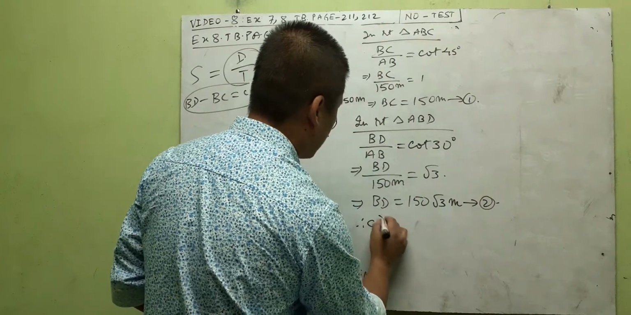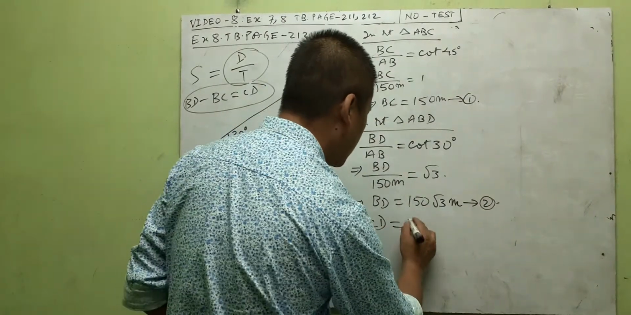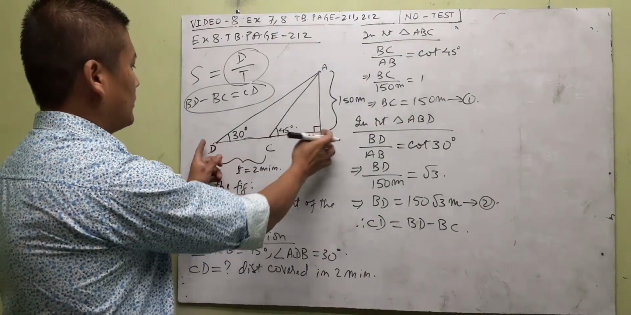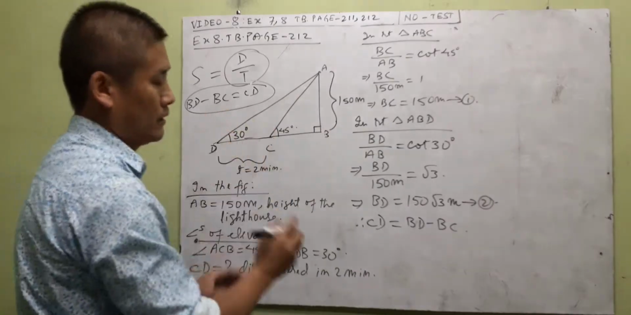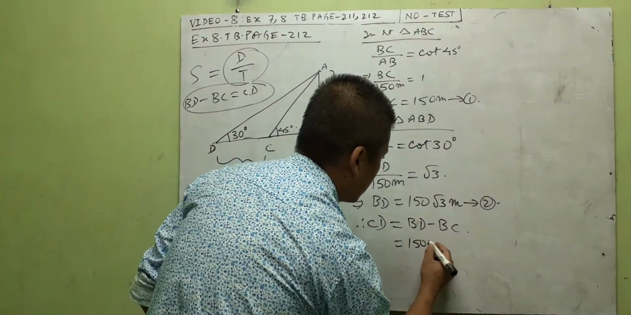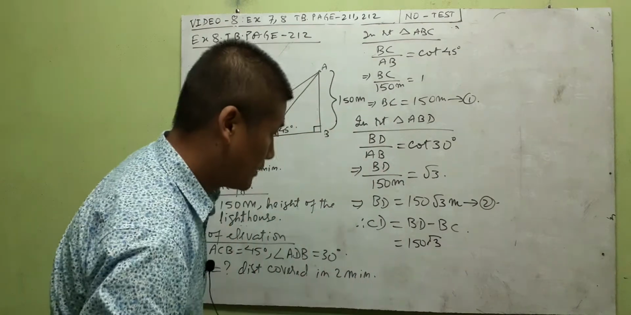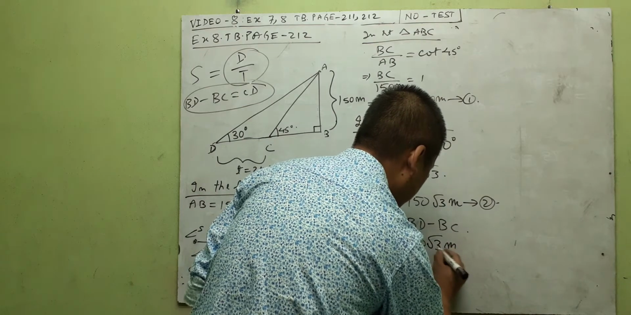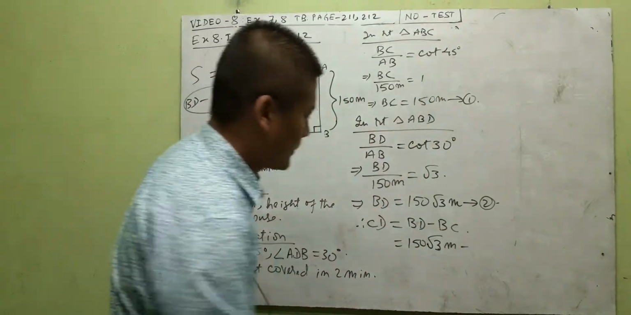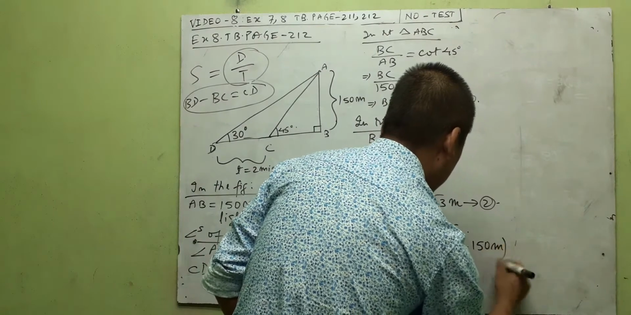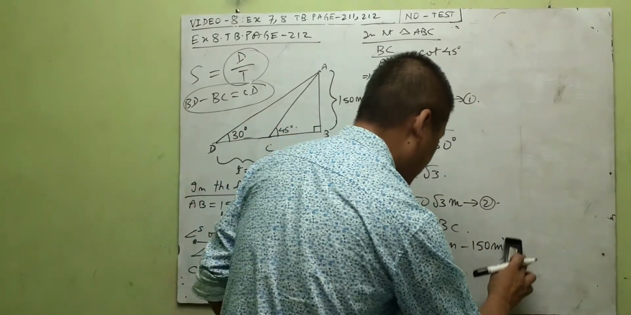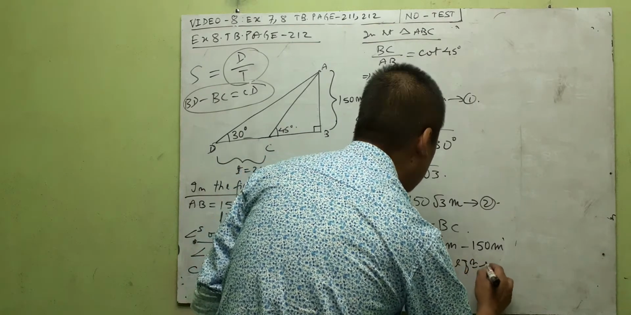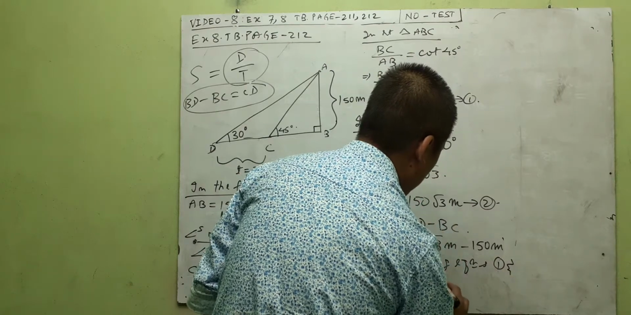Therefore, CD is equal to BD minus BC, as we can see in the diagram also. CD is equal to BD, the long line, minus BC, then CD. So BD is 150 root 3 meter, which we just got, minus BC here, 150 meter. So we can now write the reason: using equations 1 and 2.